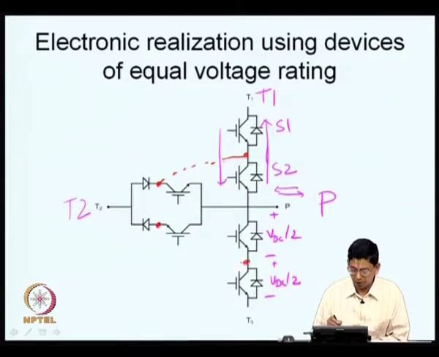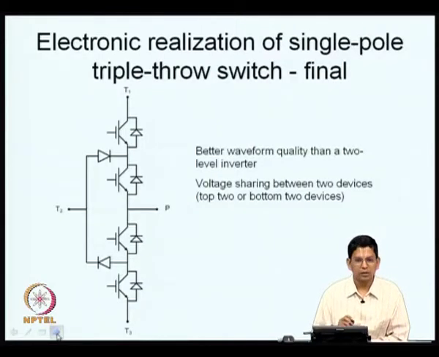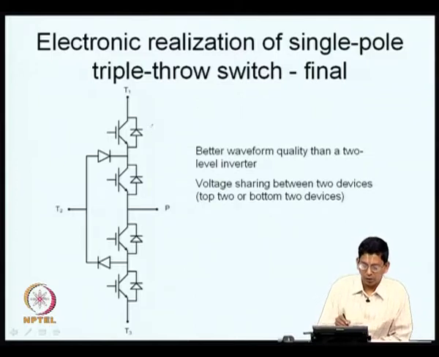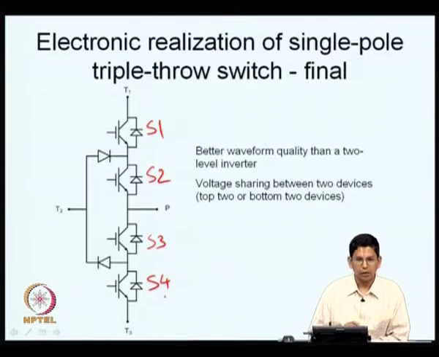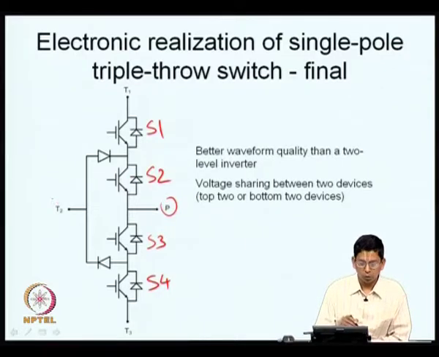Similarly, you can also make a connection like this on the lower side. So, these two transistors can actually be in parallel, or they can be replaced by a single transistor. So, you do not really need two different transistors, and that is what you have as your usual realization. This one we call as S1, this one we call as S2, this one we call as S3, this one we call as S4. So, S1 and S2 will be on for you to connect this pole P to the top throw. S2 and S3 will be on to connect pole P to the throw T2, and S3 and S4 will be on to connect pole P to throw T3. This is what we said now.